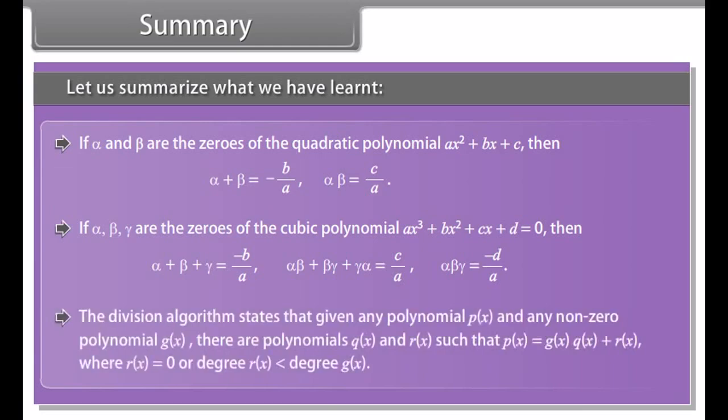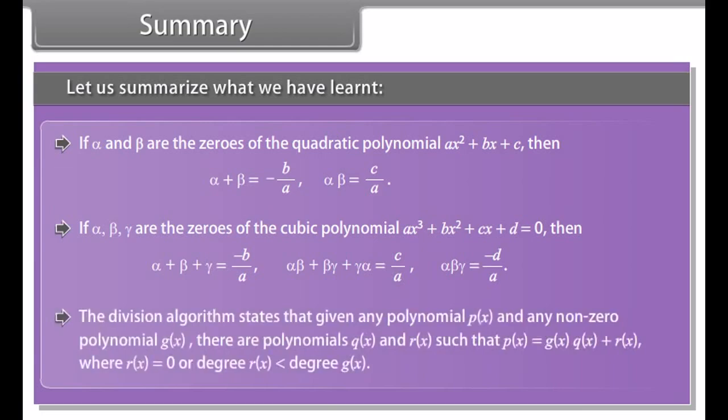If alpha and beta are the zeros of the quadratic polynomial ax square plus bx plus c, then alpha plus beta is equal to minus b upon a, alpha beta is equal to c upon a. If alpha, beta, gamma are the zeros of the cubic polynomial ax cube plus bx square plus cx plus d is equal to 0, then alpha plus beta plus gamma is equal to minus b upon a. Alpha beta plus beta gamma plus gamma alpha is equal to c upon a. Alpha beta gamma is equal to minus d upon a.